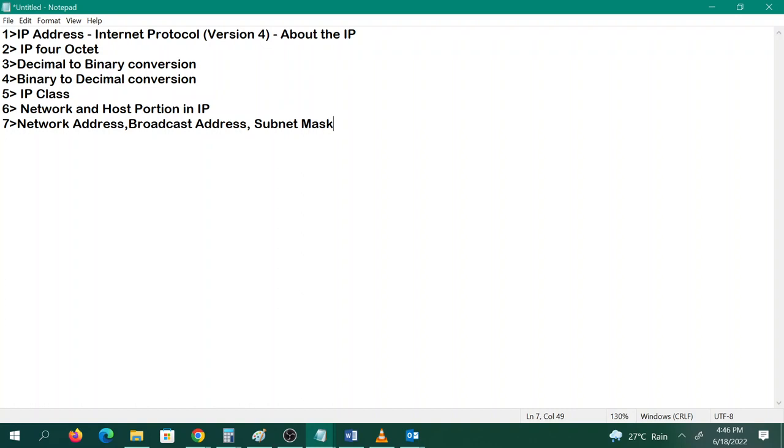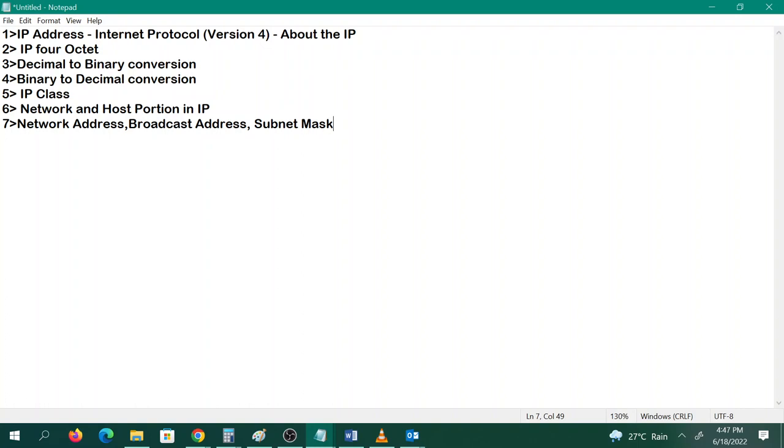And in an IP there are two portions, the network and host portion, so we will discuss that. And using the network and host portion, how we will decide the network address, broadcast address, and subnet masks. So first we will go for IP.